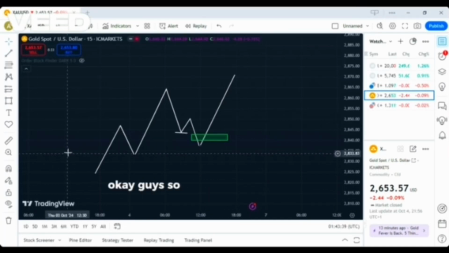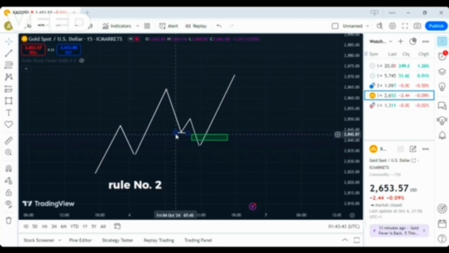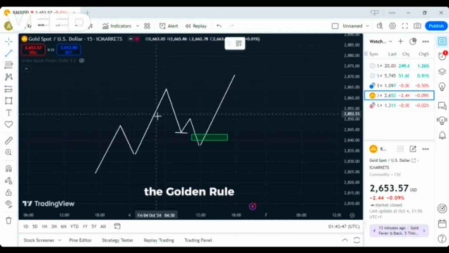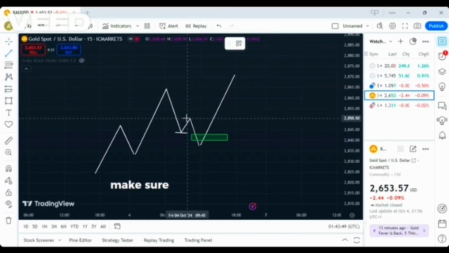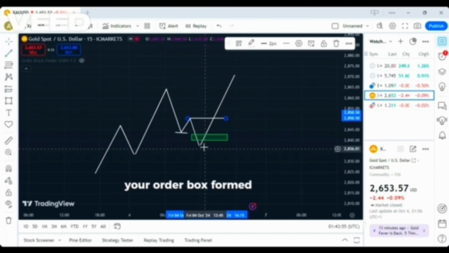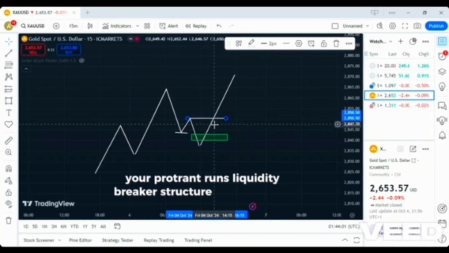Okay, guys. So, as we know, rule number one, pro trend. Rule number two, run on liquidity. What is rule number three? The golden rule, boys. Make sure it breaks some sort of structure. As you can see here, your order block's formed, runs liquidity, you're pro trend, runs liquidity, breaks a structure. You see it tap back in?